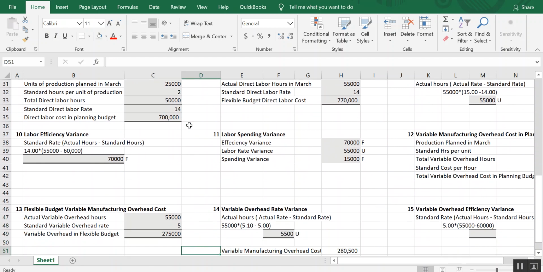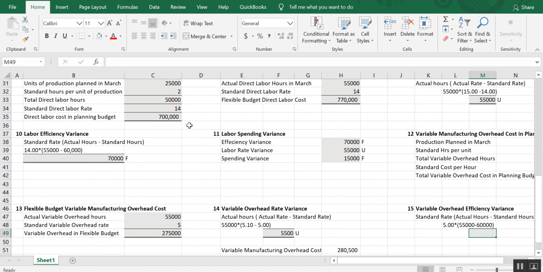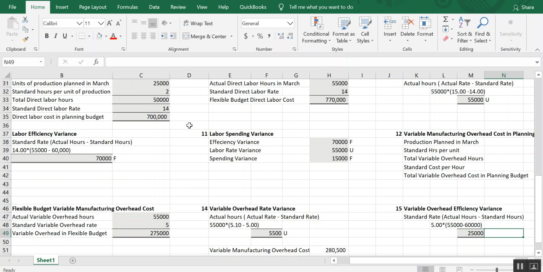So when we do the calculation, we're going to do $5 times 55,000 minus 60,000. And we get, I should have done that because it's going to be a negative. I don't want negative numbers when I'm doing variance analysis. But because the actual hours are less than the standard hours, this will be a favorable variance.